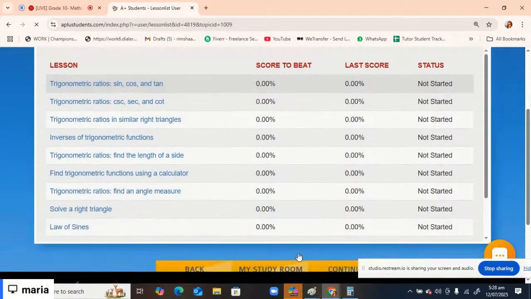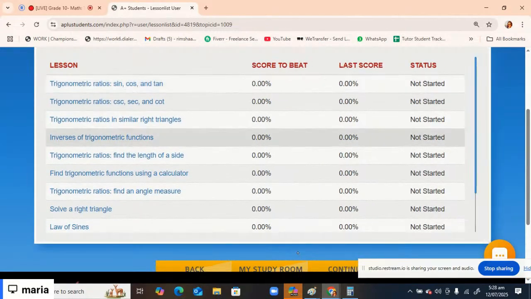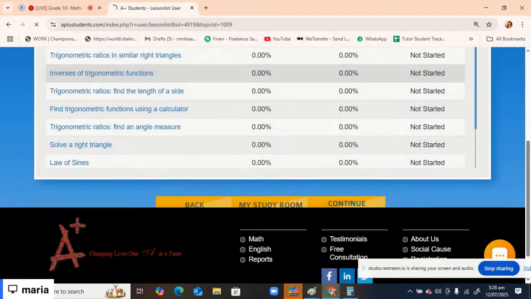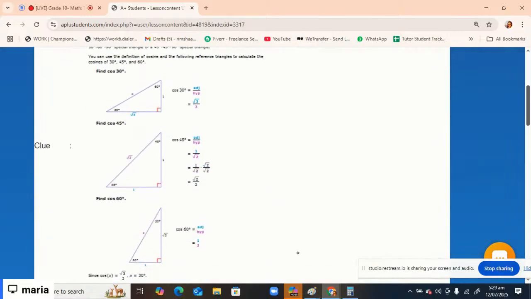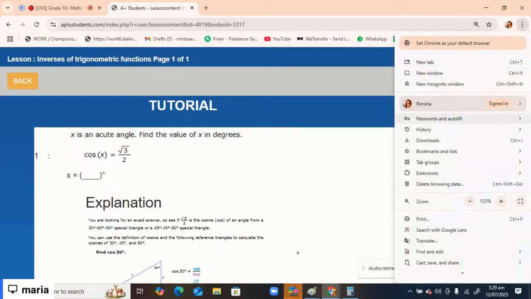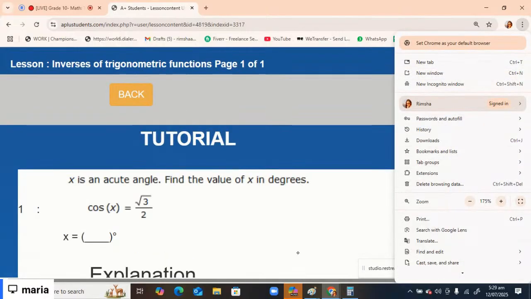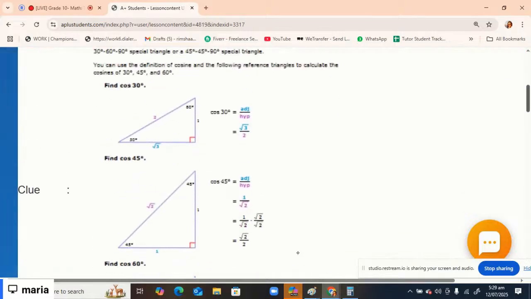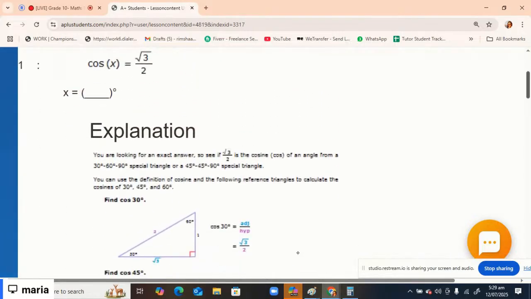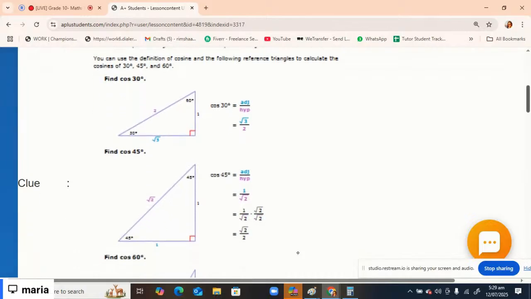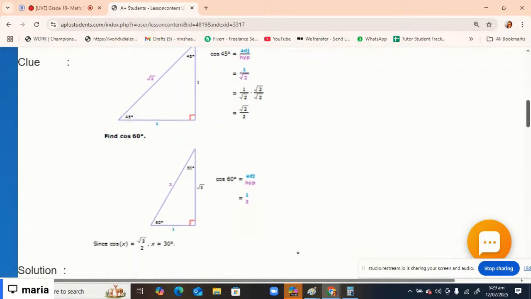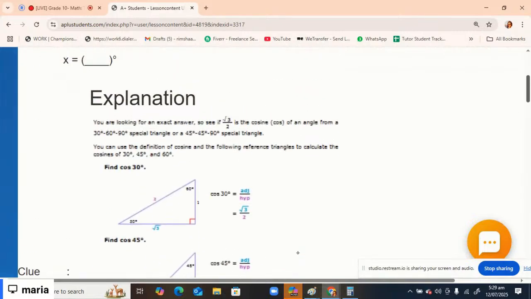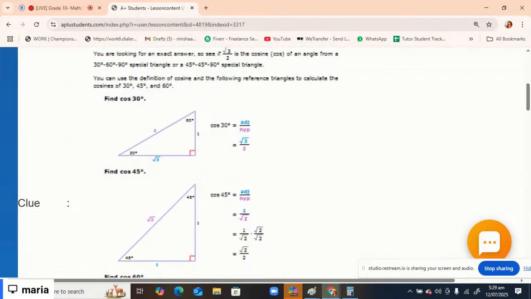So let's discuss the last lesson of today, which is the inverse of the trigonometric functions. So what is the inverse of a trigonometric function? As we can see, cos of x is equal to square root 3 by 2. First of all, they are saying to find cos 30, then cos 45, then cos 60. First of all, we're going to write down all those values one by one.